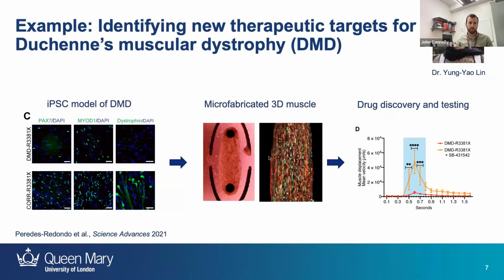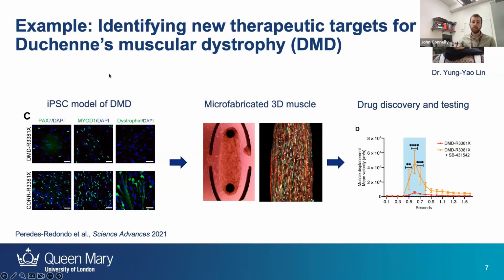And then finally, to highlight one specific example of how we're using stem cell-based models and 3D tissue models to advance our understanding of diseases and human health, I wanted to highlight some of the work of Dr. Young-Yao Lin. Dr. Lin is one of the lecturers and module leads for the genome engineering module, and he's hosted a number of MSc project students in his lab. One of his main research interests is developing new therapeutic targets for Duchenne's muscular dystrophy, or DMD.